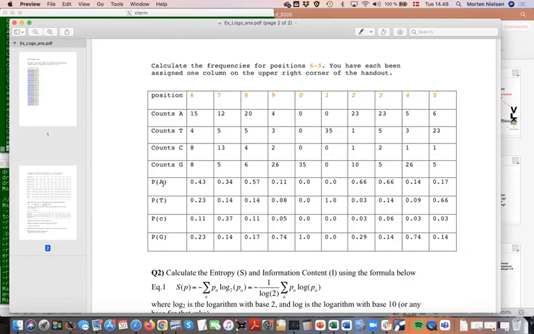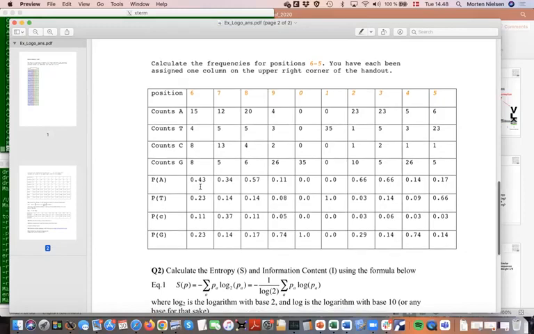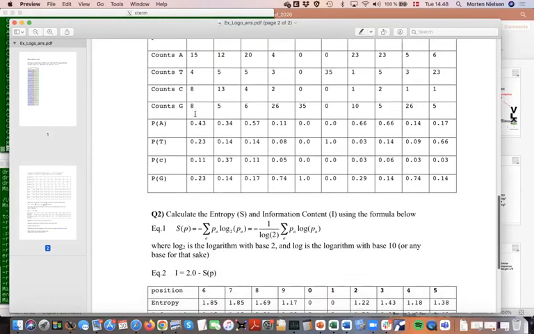And then below here in the columns with the frequencies, you divide those numbers by the sum of those, which is always adding up to 35, because you have 35 sequences in your alignment. And then you get frequencies out here. Then you plug those numbers in to this equation 1, to get the entropy.